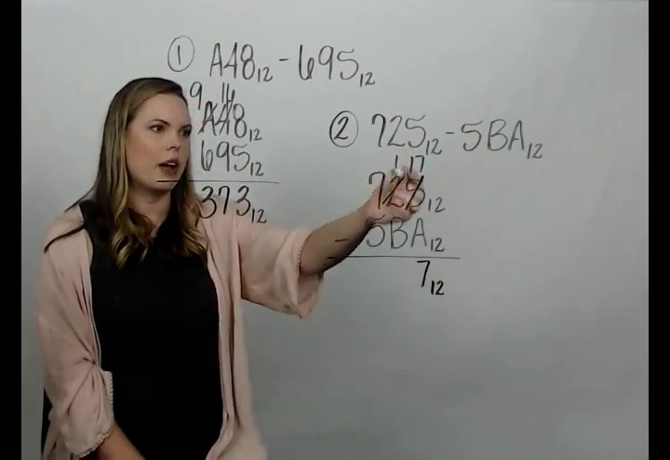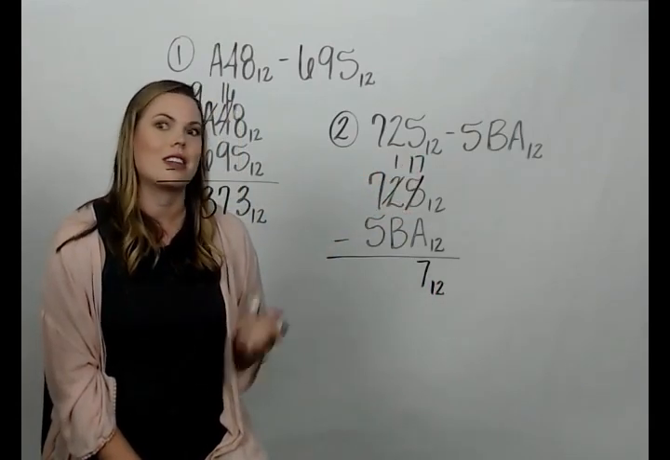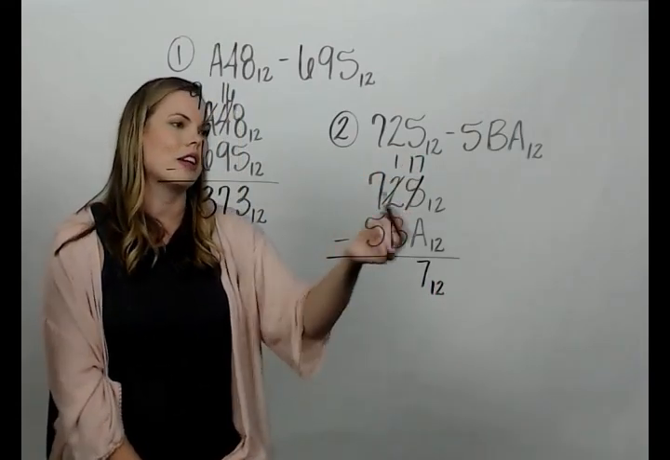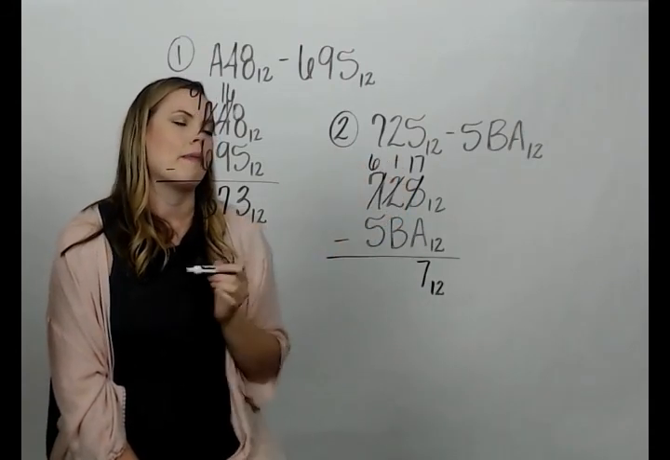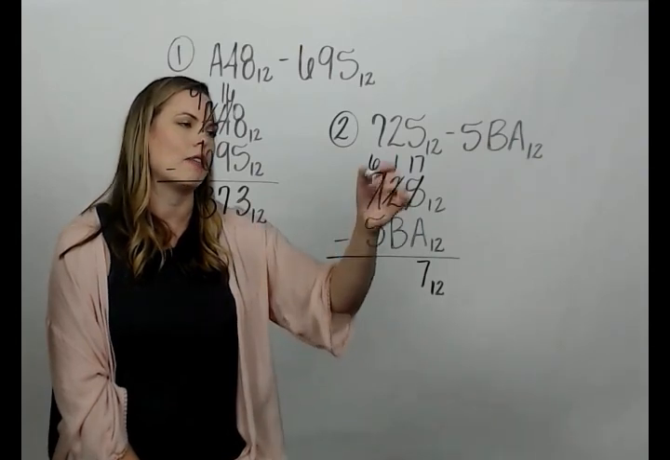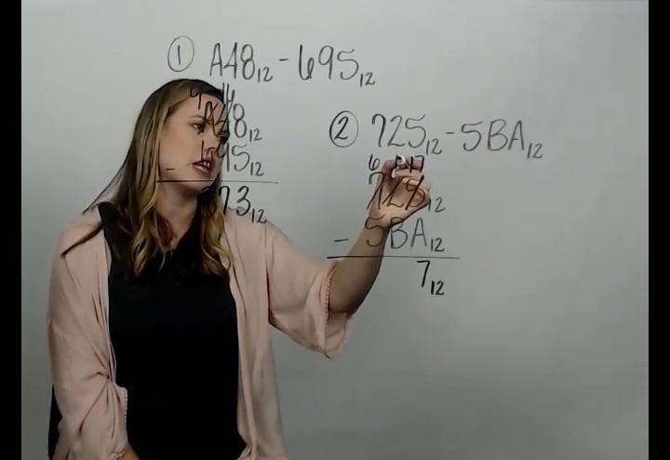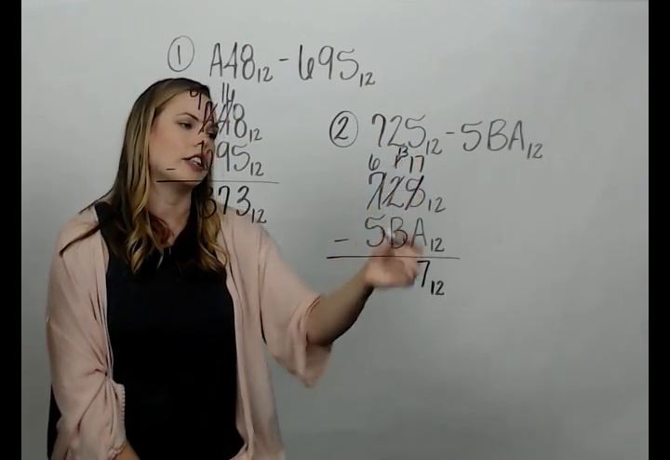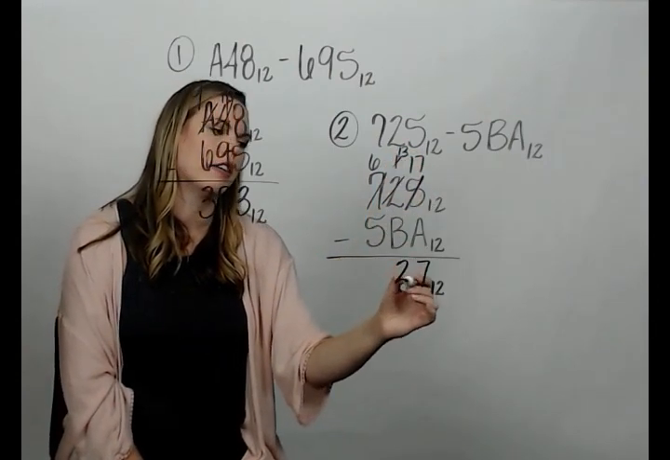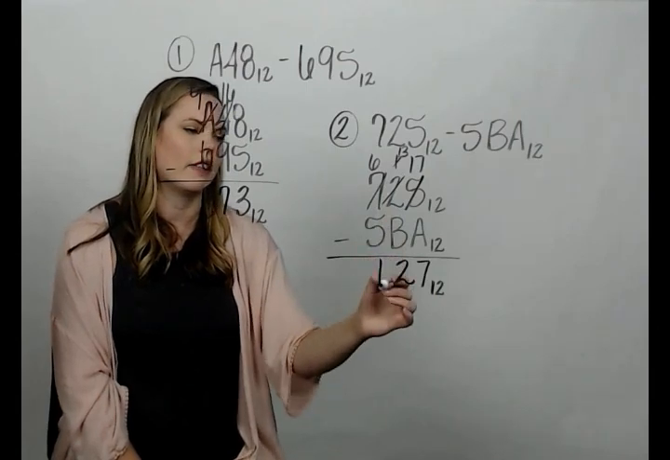And now I have 1 and I need to be able to subtract 11. And so I'm going to look to my larger place value, borrow a 12, make it a 6, and then I'm moving 12 over here. This will be 13. Then 13 minus 11, and 6 minus 5.